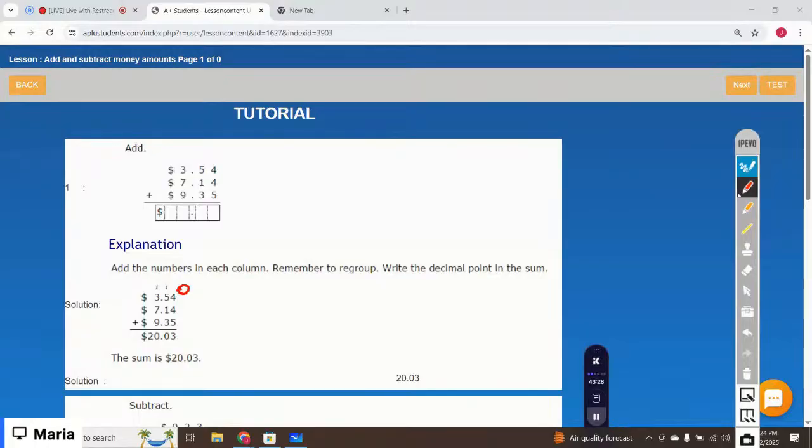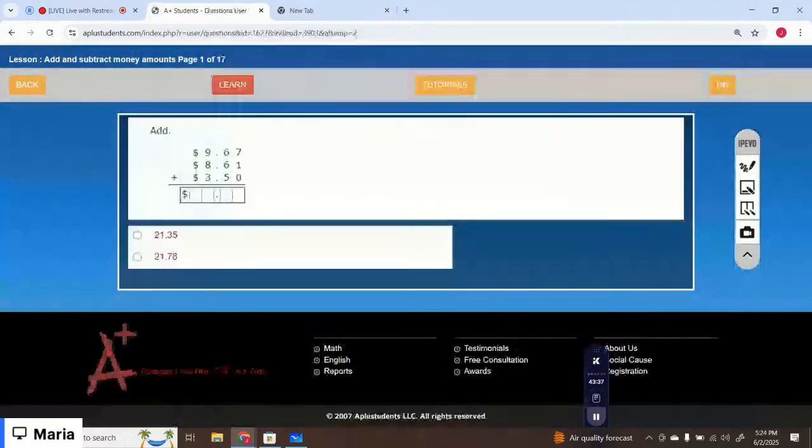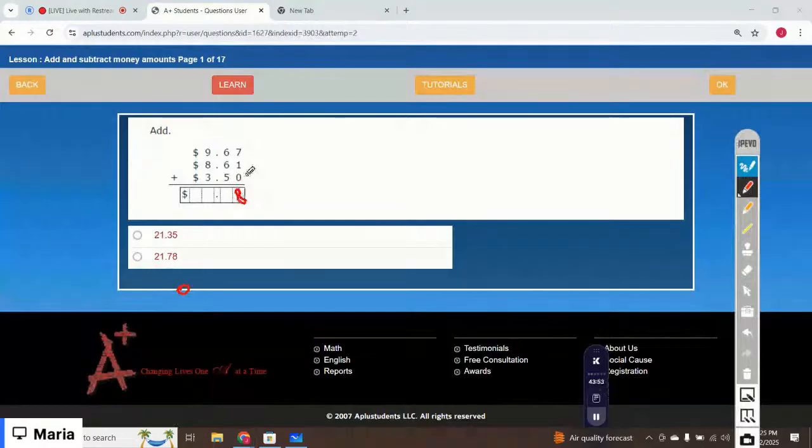Okay, let's just start with the test questions. Add 9.67 plus 8.61 plus 3.5. Start adding from the ones digit like we do with decimals. 7 plus 1 is 8. Then you need to add 6 plus 6 plus 5. 6 plus 6 makes 12, and 12 plus 5 makes 17, right? 7 and carry 1.